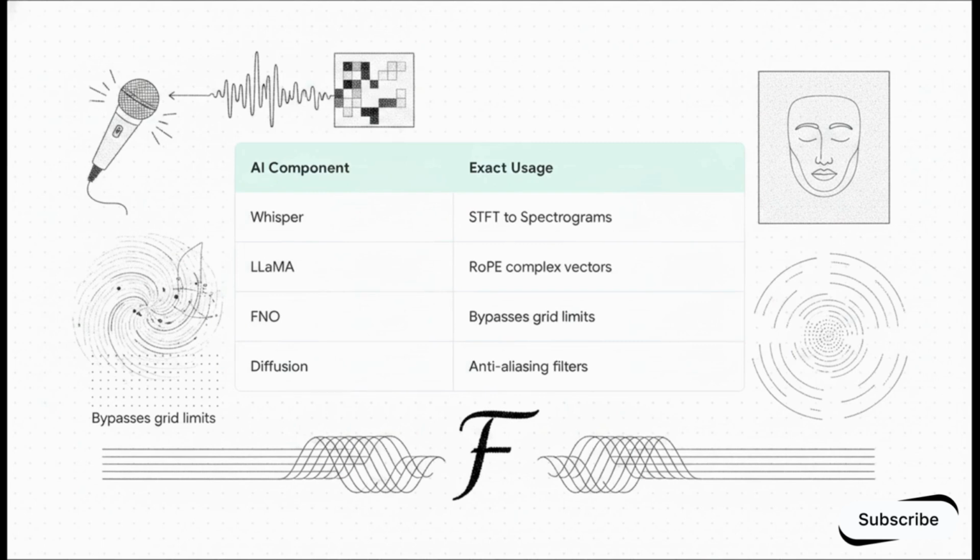OpenAI's Whisper relies on it to turn raw audio into spectrogram pixels. Fourier neural operators use it to bypass pixel grid limits so they can simulate complex fluid dynamics. Diffusion models rely on it to keep generated images from hallucinating weird artifacts. The Fourier Transform is quite literally the foundation of these architectures.